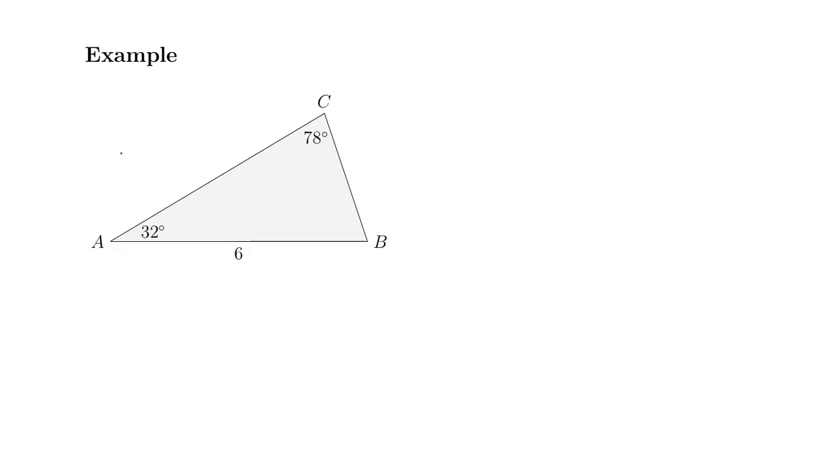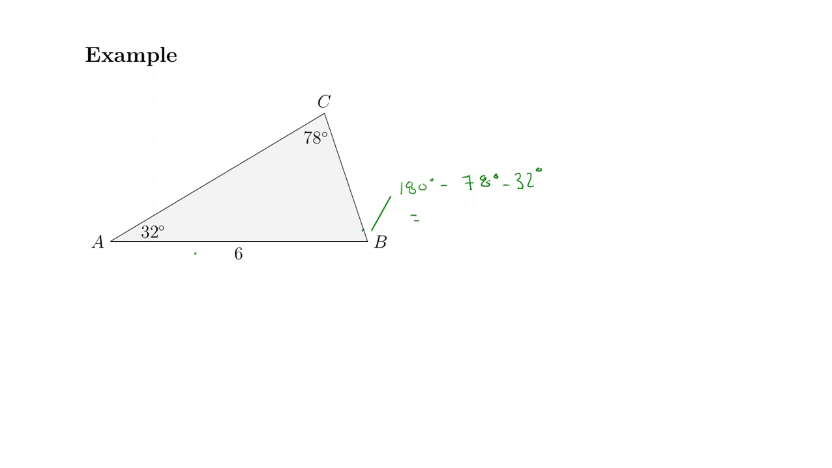So here's an example where we have some angles. We've got one side length. Notice right off the bat that we actually are given three angles in this case. If you're given two angles, you know the third. How come you know the third? Well, this one here is just going to be 180 degrees minus 78 degrees minus 32 degrees.